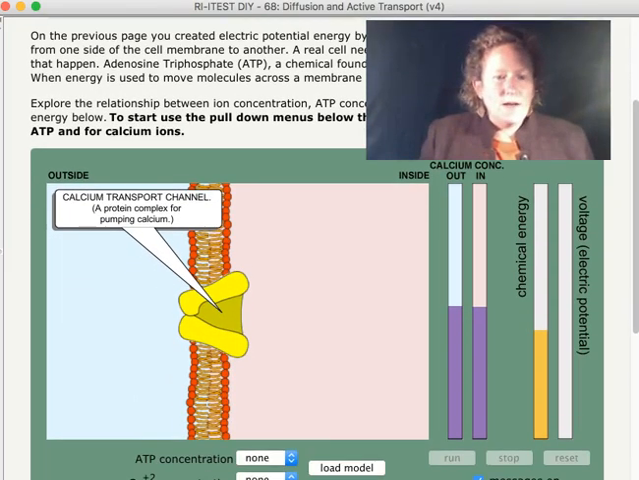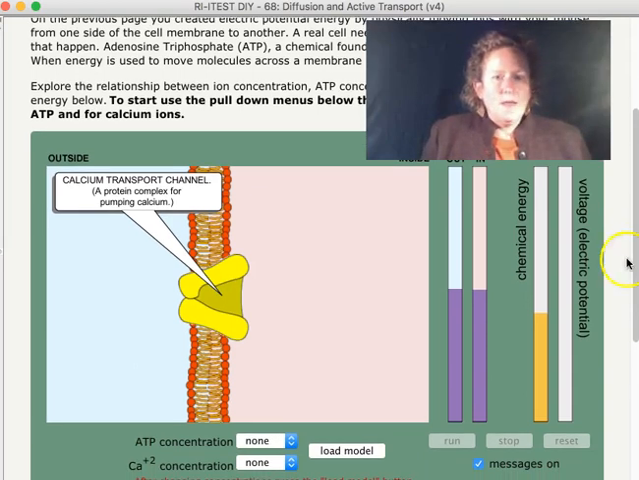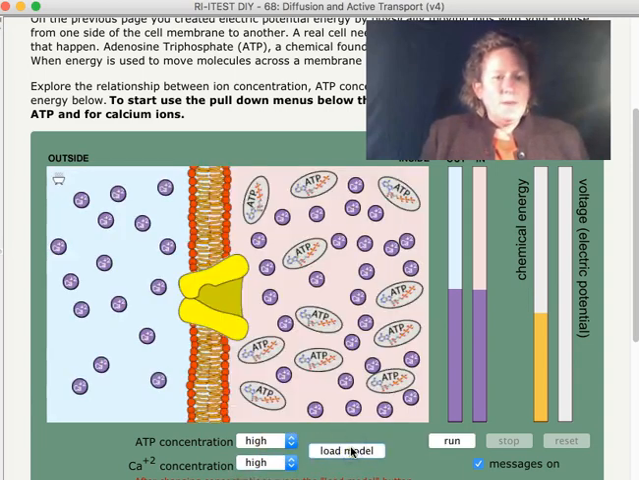And we're going to watch that happen here. So watch the chemical energy, that's ATP, and watch the electric potential here. I'm going to set the ATP concentration to high. I'm going to set the calcium concentration to high. And what's going to happen here is we have a lot of calcium molecules.